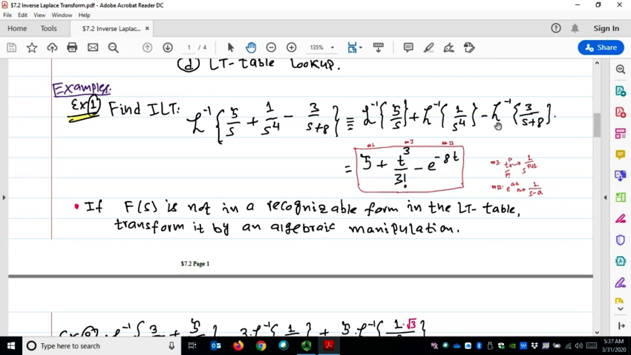Then minus the inverse Laplace transform of 3 over s plus 8, which is 3 times e to the power negative 8t. We use formula number 11, which says the Laplace transform of e to the at is 1 over s minus a. So the inverse Laplace transform of 1 over s minus a is e to the at. Put a equals negative 8.